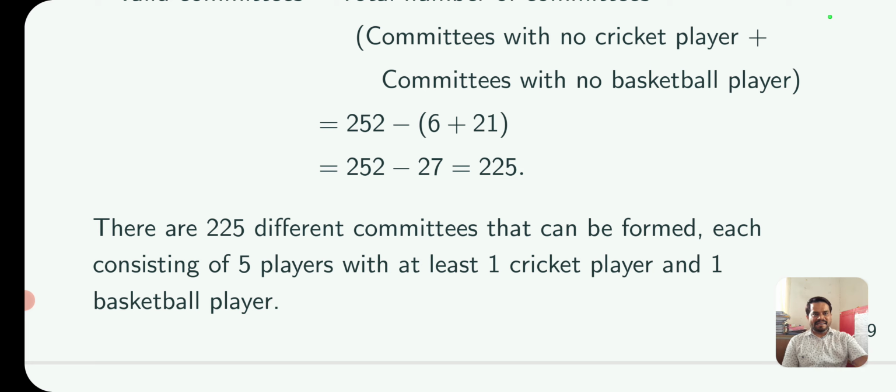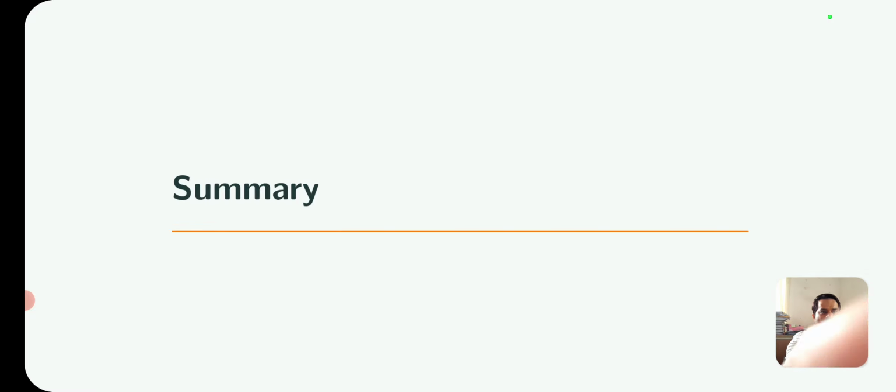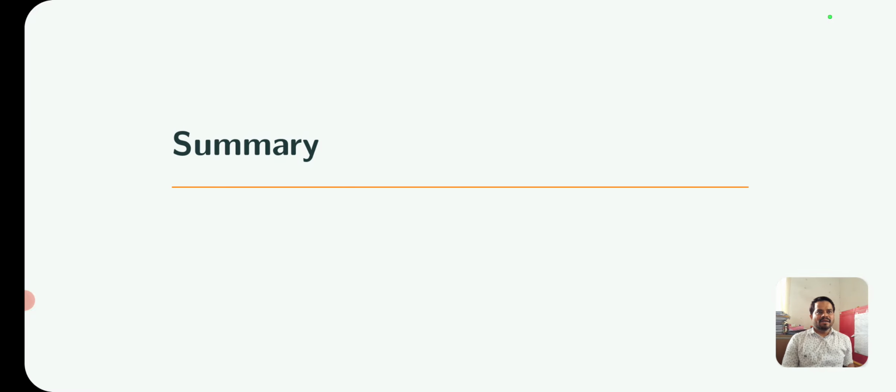So let us now summarize the above lecture. What did we learn here? First, we discussed the definition of a combination and how a combination differs from a permutation. After that, we proved the result n factorial upon r factorial into n minus r factorial, and then we solved 2 examples on this concept. So we will stop here.